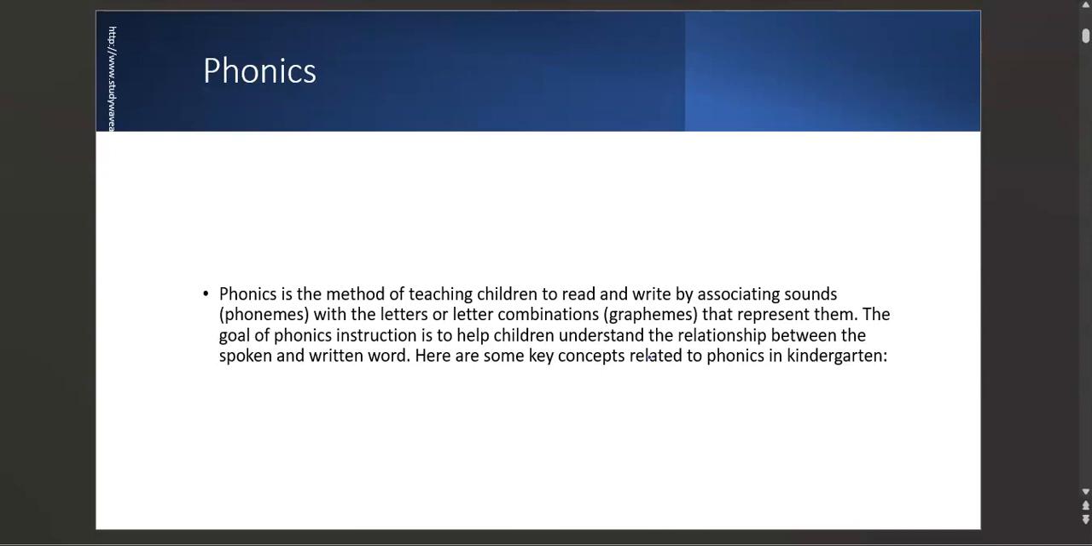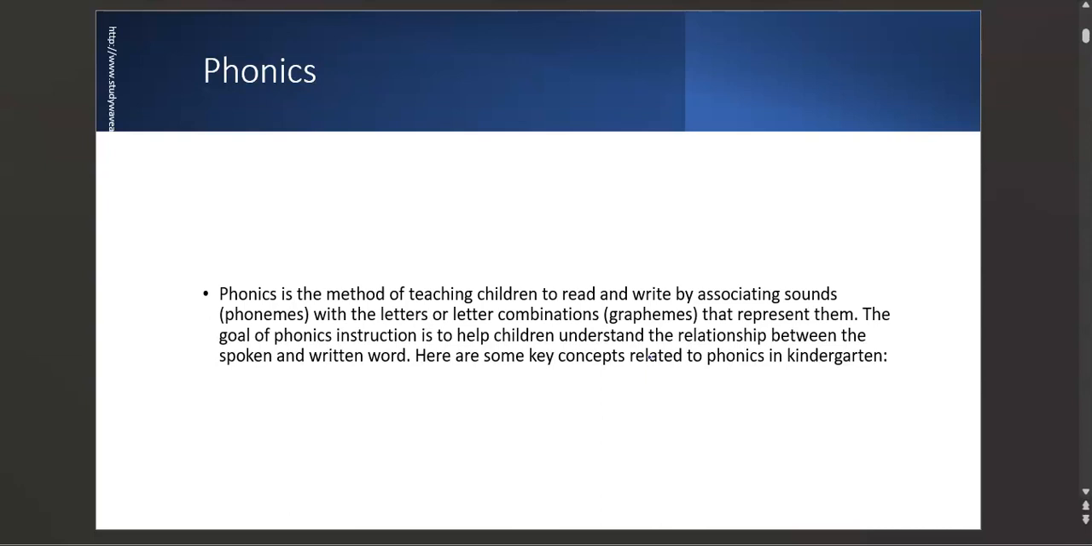So the goal of phonics instruction is to help children understand the relationship between spoken and written words. For example, when you speak and when you write, there's a difference between the two. The main idea behind phonics is to help you understand the relationship between speaking and writing words. What is the relationship between you saying the word cup and writing the word cup down? So this is what phonics is all about, where we help each other understand the relationship between the spoken and the written word.